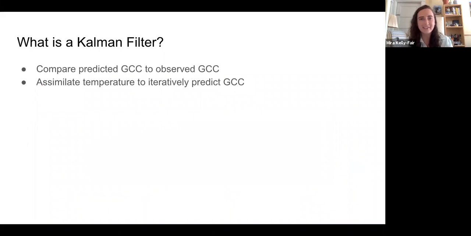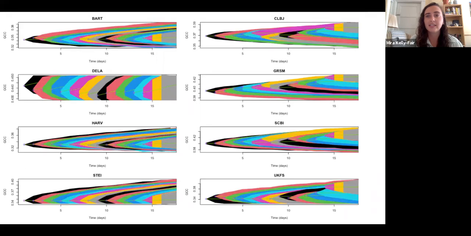Now, what is a Kalman filter? It's something that we use to compare our predicted GCC values to our observed GCC values. As we were going through this project, we were making predictions, and then we were getting the results of those predictions. And it then would assimilate the temperature data, which was what we were using to predict our GCC, to iteratively predict GCC. So to use that as a way to make a better forecast into the future, and on and on.